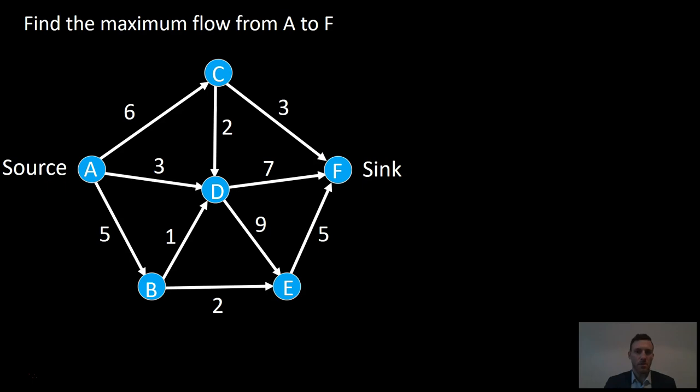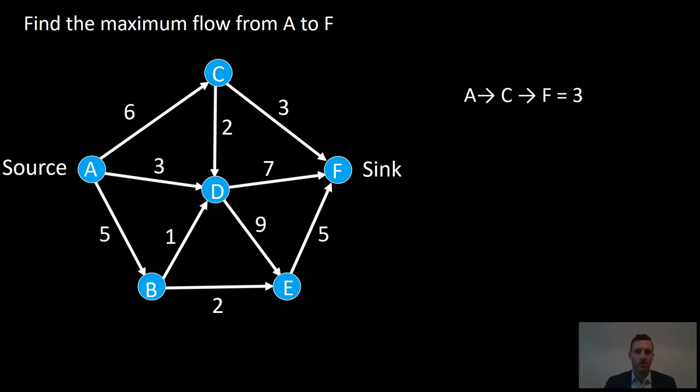Let's find a maximum flow of this network from source A to the sink F. The first path I will follow is A to C to F. It has a maximum flow of 3, which is the smallest capacity of the arc from C to F.